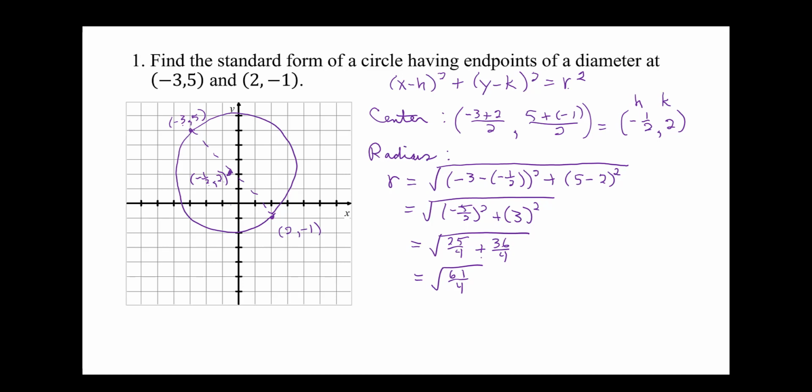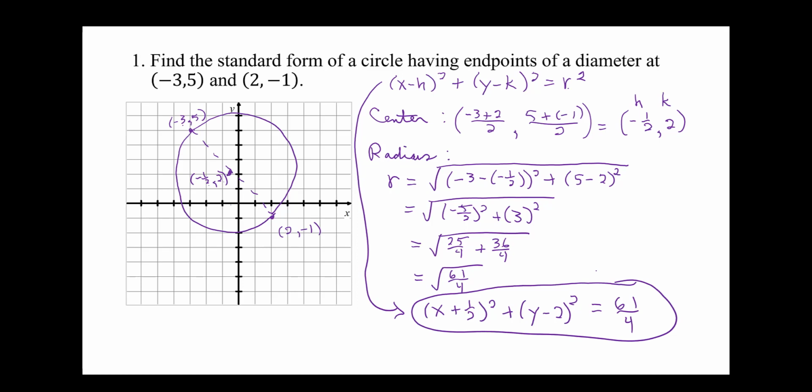Let's go ahead then and write our equation. Our equation would be x minus a negative 1/2, which would be the same as x plus 1/2, squared, plus y minus k, which is y minus 2, squared, equals r squared. So if r is the square root of 61/4, r squared would be 61/4. And we have our equation.